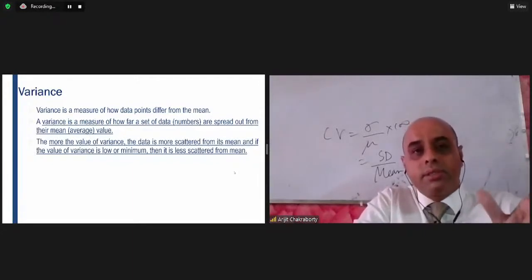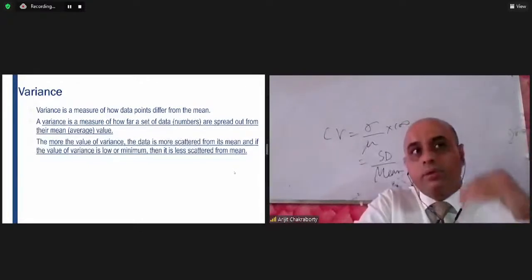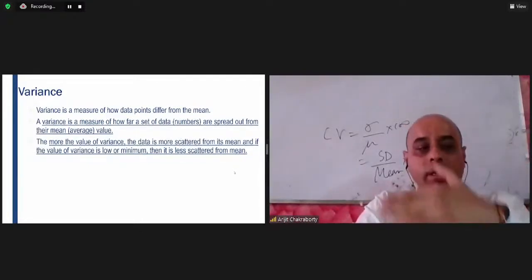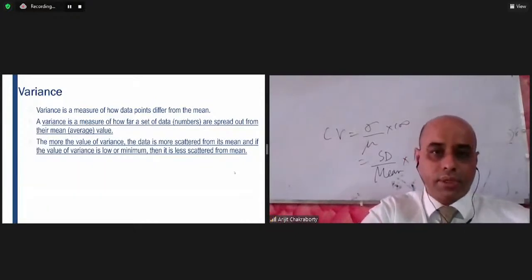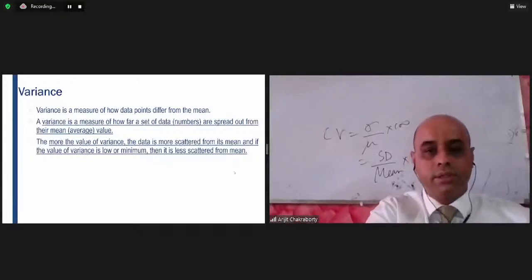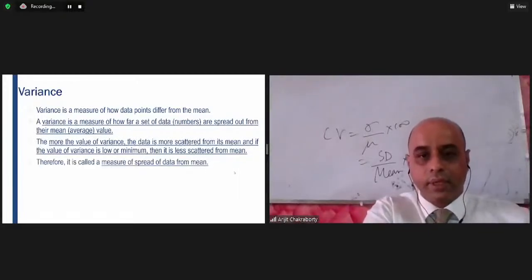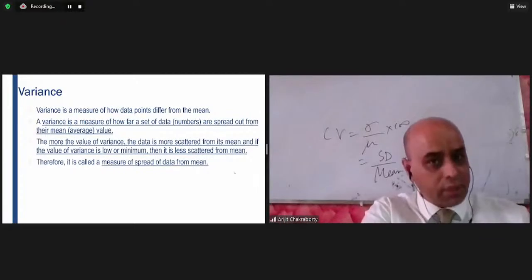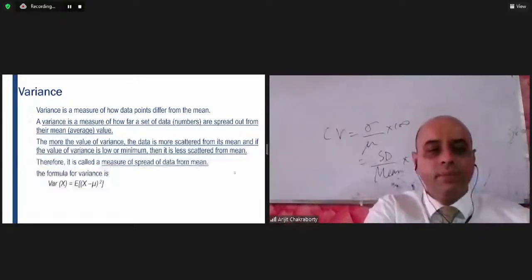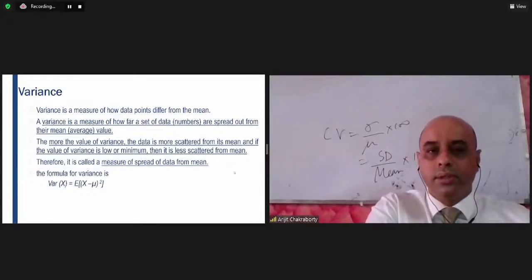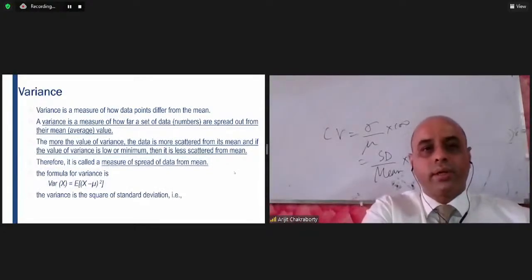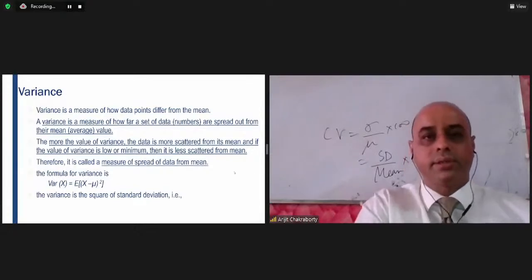Steady returns means it will not fluctuate. It will not be dispersed. It will be more or less stable and straight. So that is the reason why we have the measure of dispersion, and variance is equal to standard deviation squared. So it is measuring the spread of data from the mean. The formula therefore is x minus mu, the deviation. So deviation squared gives you the basic formula for variance. And variance is the square of the standard deviation that we have already stated.